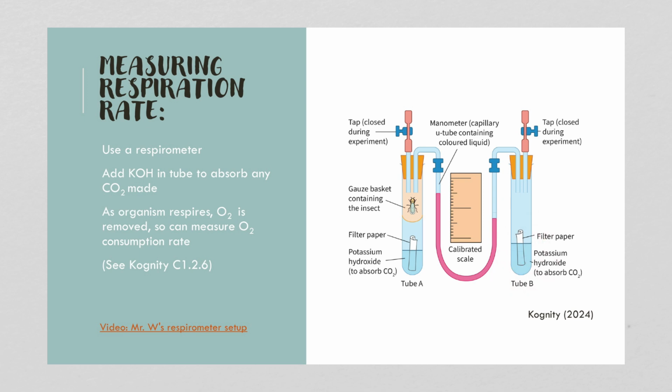Well, this is just a control. So in this example, there's just filter paper and potassium hydroxide. It just absorbs any carbon dioxide that was there, but there's no consumption of oxygen, so it shouldn't move. This is the control.